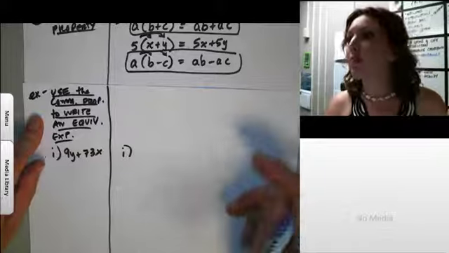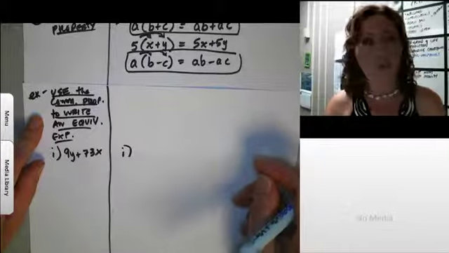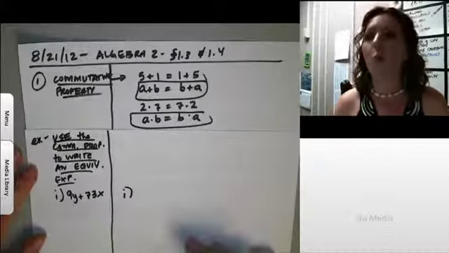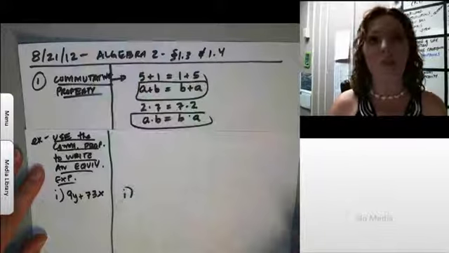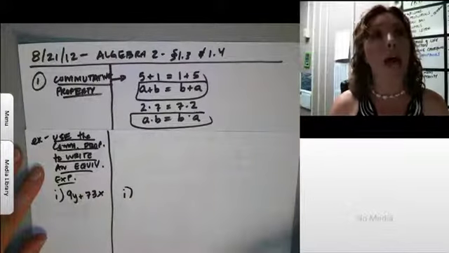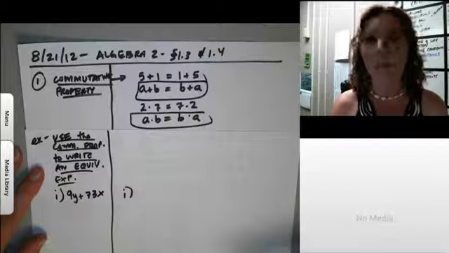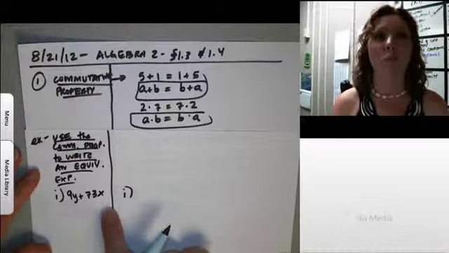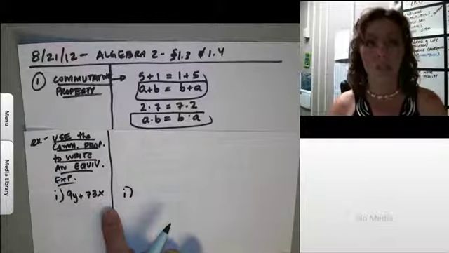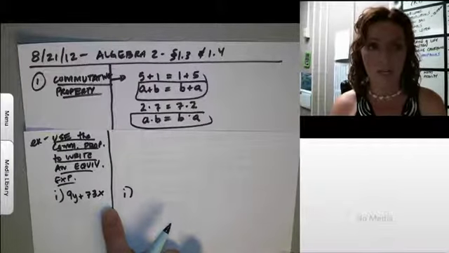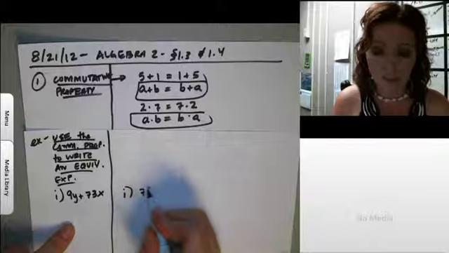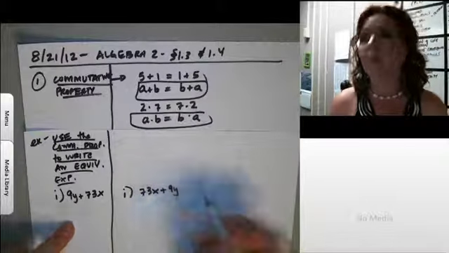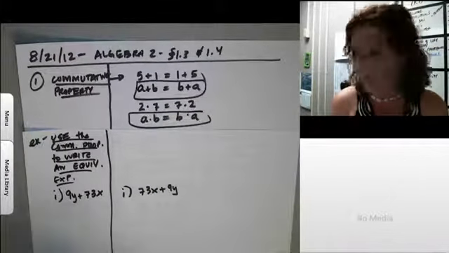Okay, so commutative property, remember that's the one that says you can switch the order of adding, not subtracting, and you end up with the same thing. So how many people can look at this and tell me what an equivalent expression would be? Okay, Juliana. 73x plus 9y. Good, 73x plus 9y. So all we're doing literally is flipping the order around, and that's it.